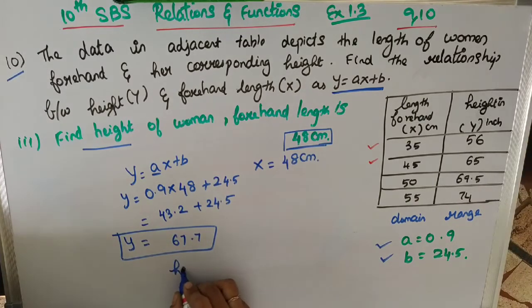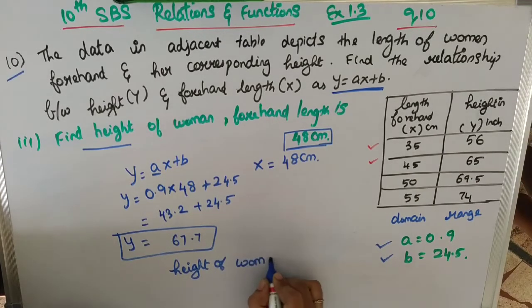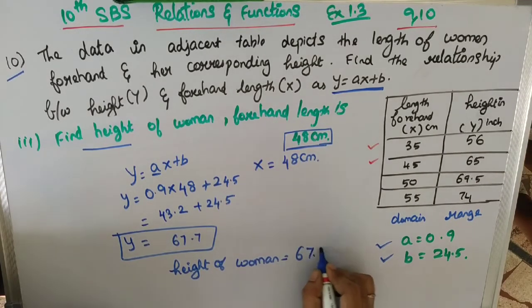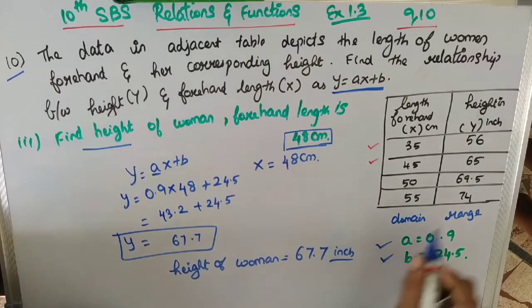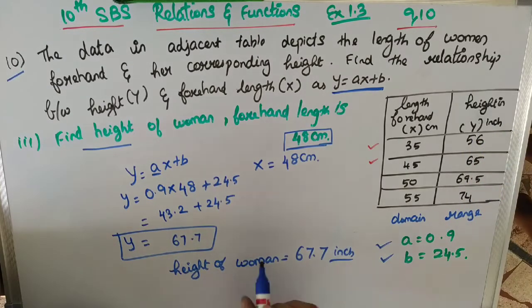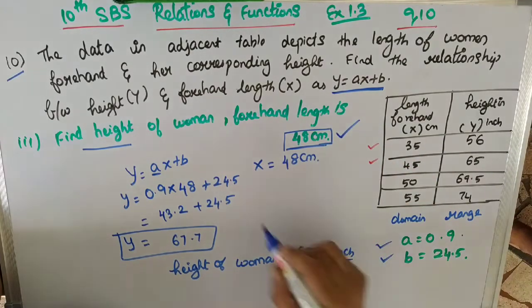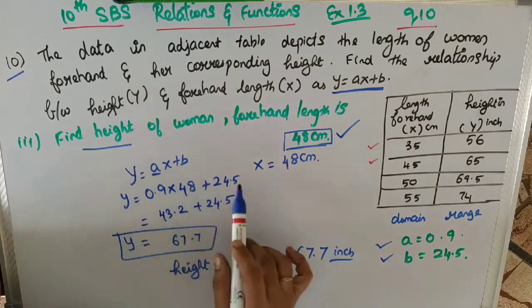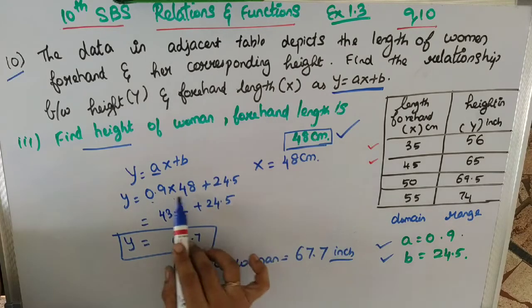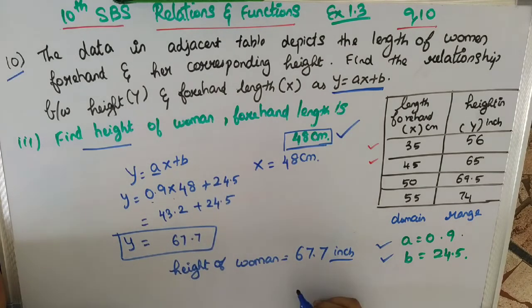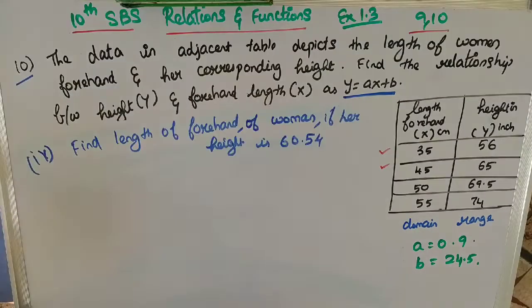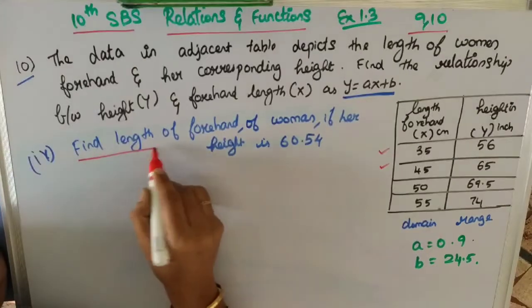This is the height of the woman whose forehand length is 48 centimeter. So we have to write height of the woman is 67.7 inches because it is given in the table. That is the unit of height is inches. So in the question we know the forehand length, that is x is 48 centimeter. We already know a and b. So we have substituted the three values in y and we have derived the value of y. Clear? Now let's go to the fourth question.